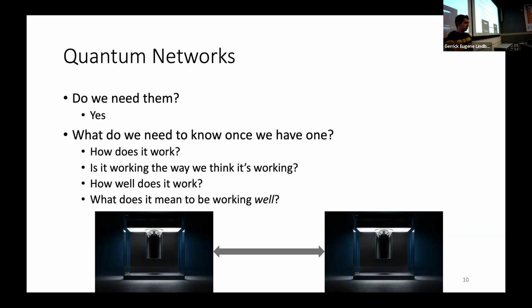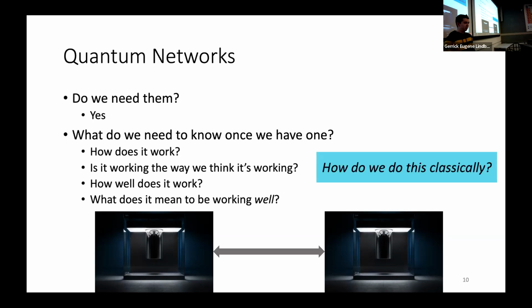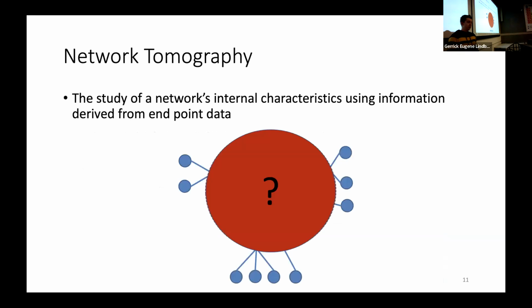And so a good place to start whenever we deal with things like this is to go back to things we know. We want to look at how we do this classically, because we have classical networks and classical internet. So we should be able to look at how they manage to do this and try to implement it into quantum networks. And that's what brings us to network tomography.